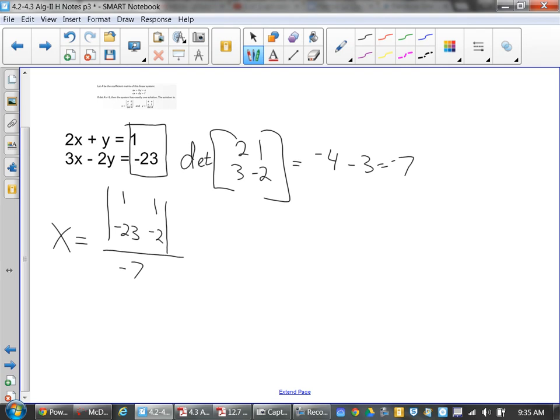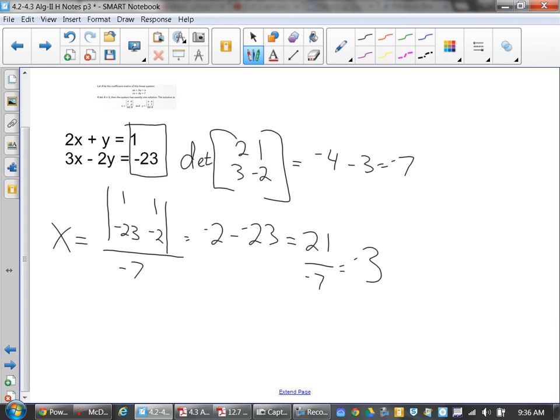Remember, determinants are very easy to find. We get -2 minus -23, which is what? 21. It's 21. What's 21 divided by -7? -3. There's x.